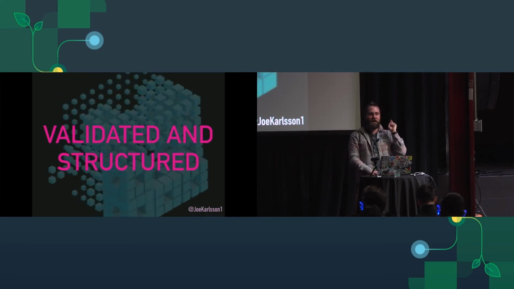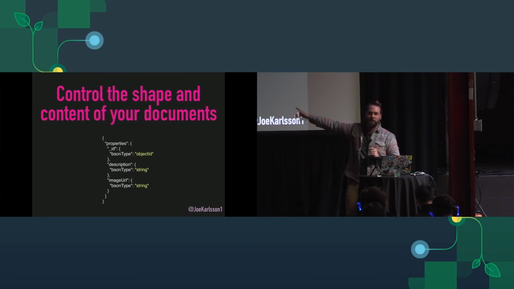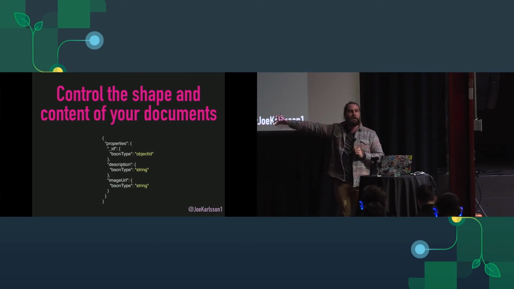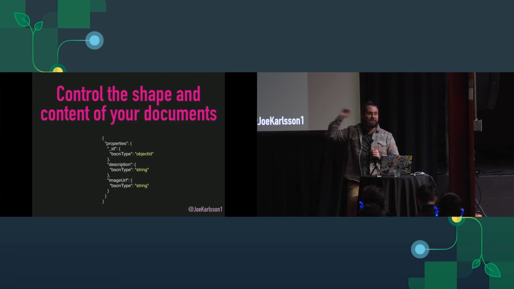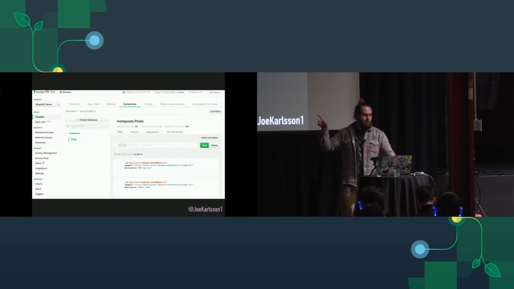Validated and structured. Awesome. APIs have very little structuring. GraphQL has a ton. So you saw this morning when Elliot showed you how to generate your schema. This allows you to control the shape and structure of the documents, similarly to how you can do with MongoDB documents.